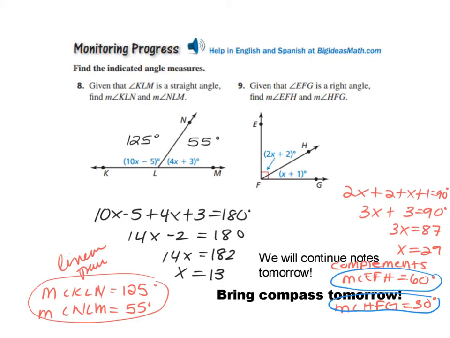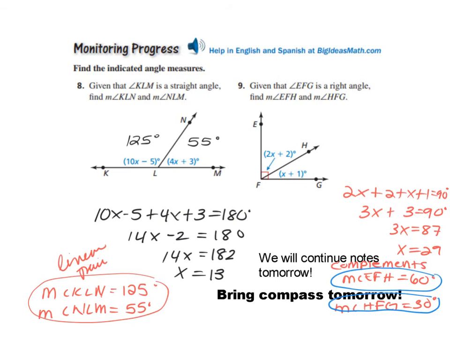So, did you get 13 for x, if you did this one? And did you get 125 and 55? Okay, then you're good. Now, one special word that you need to know is called linear pair. Two angles that add together to be 180 form a linear pair. That's a good word to know, linear pair. Now, same thing is true for two angles that measure 90. They're not called a linear pair. They're called complements with an E, not an I.